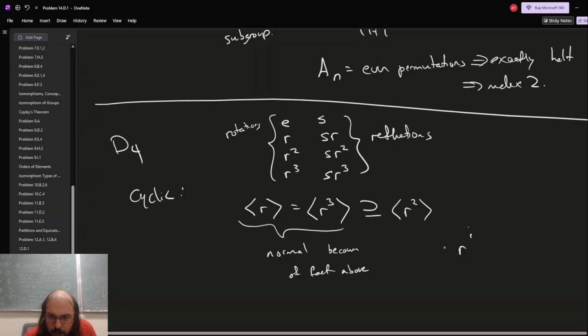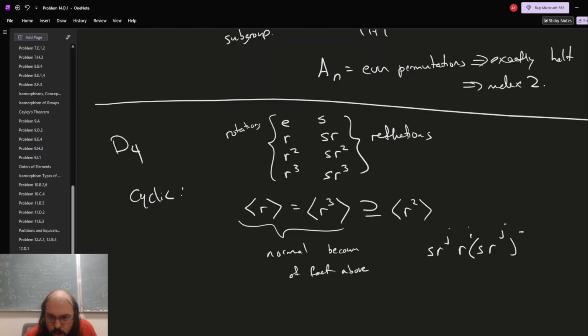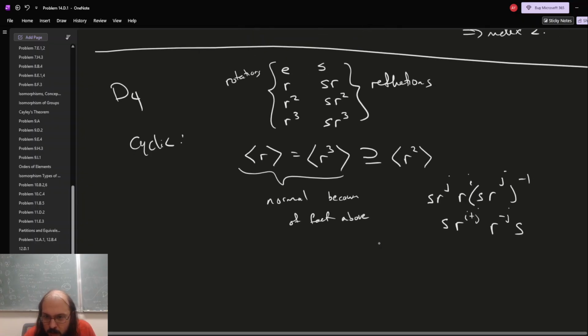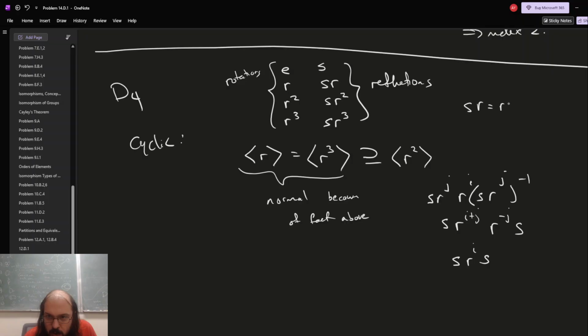On the other hand, if I conjugate by an SR element, then I can try to bring the S's together. And so let's do that. Let's do SR to the i plus j. And then here, shoes and socks, this gets me r to the minus j, S inverse, which is also S, because every reflection is its own inverse. And now I have S r to the i, right? The j's up here cancel, S. And then lastly, the rule in this group is SR equals R inverse S.